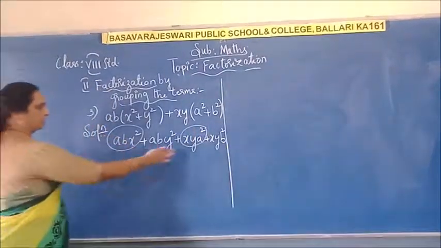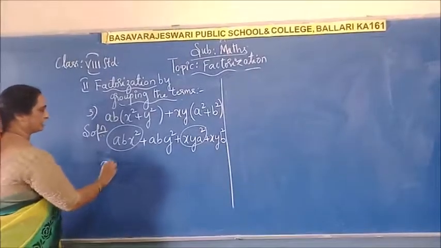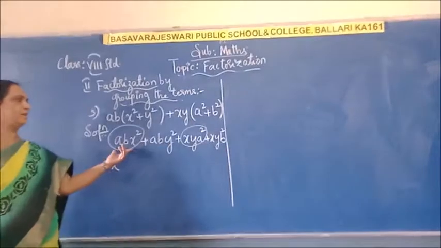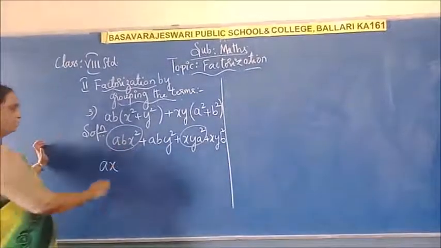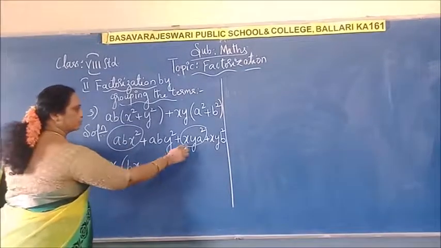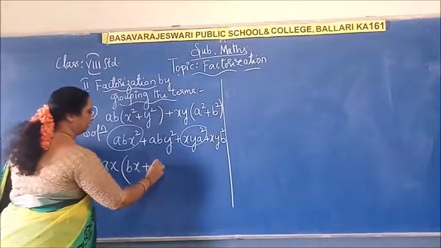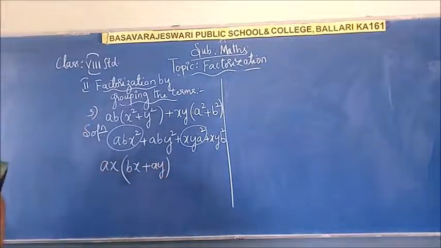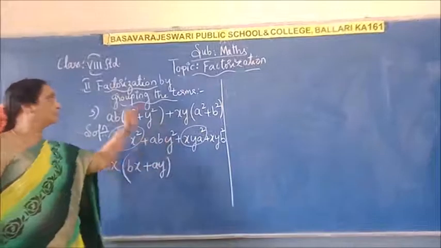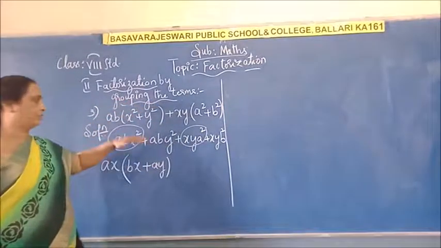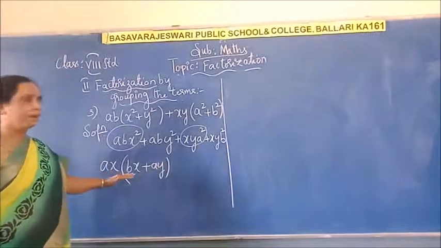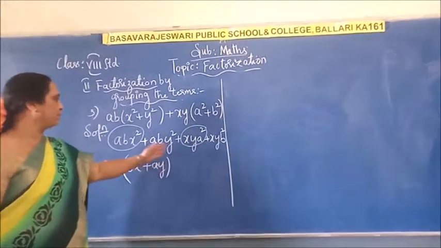Now in these two terms I take out ax as a common factor. So what will be remaining here? It will be bx plus ay. I have grouped these two terms first, so by grouping the terms, I have to factorize. I have taken ax as the common factor. What are the remaining terms? Bx plus ay is remaining.